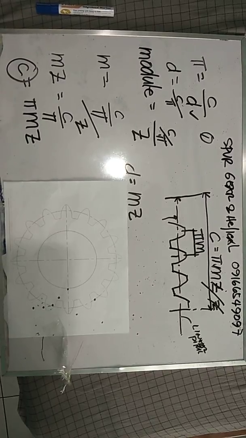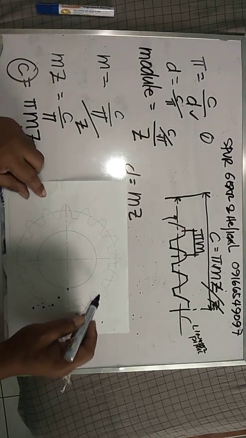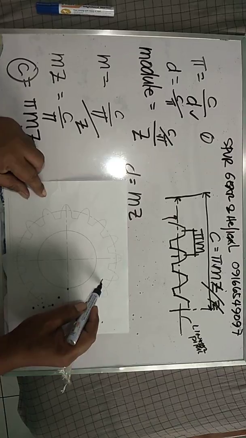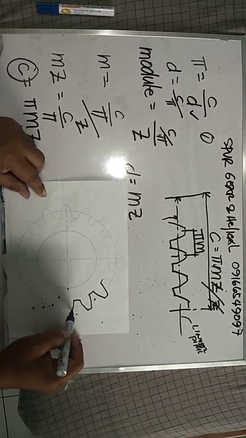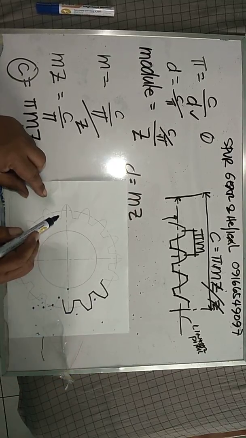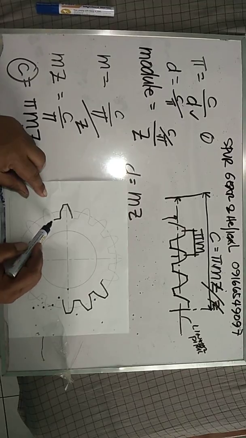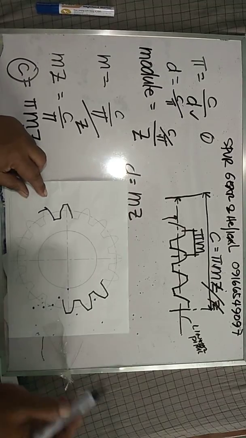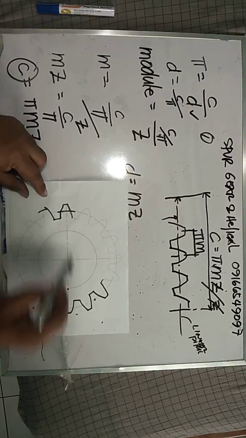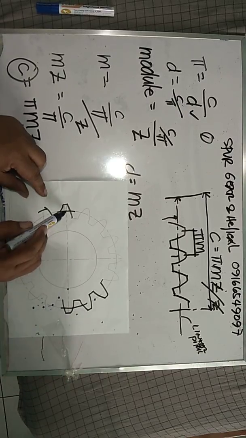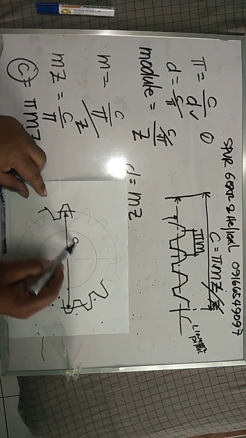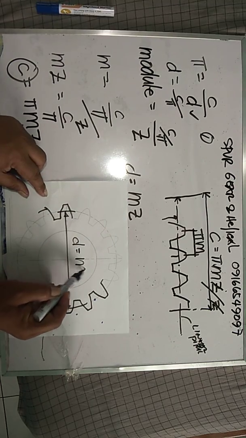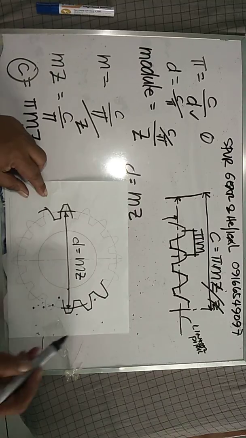So where are we? We review. This is the pitch circle diameter. This distance is the pitch circle diameter, which is module times the number of teeth.